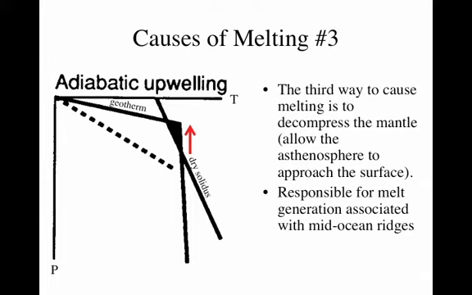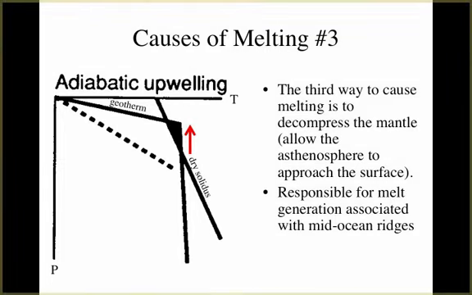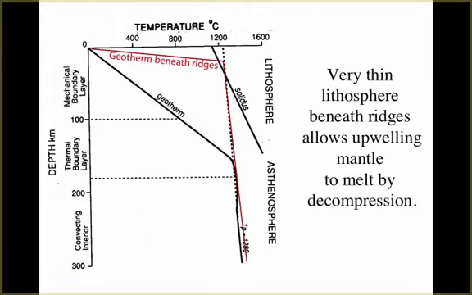A third cause is to decompress the mantle, so to allow the asthenosphere to approach the surface and to move mantle geotherms to lower pressures. That also intersects the dry solidus for mantle peridotite and creates melting. This is the mechanism that would be associated with mid-ocean ridges. The very thin lithosphere beneath ridges allows mantle upwelling, and that leads to the decompression melting that we just discussed.